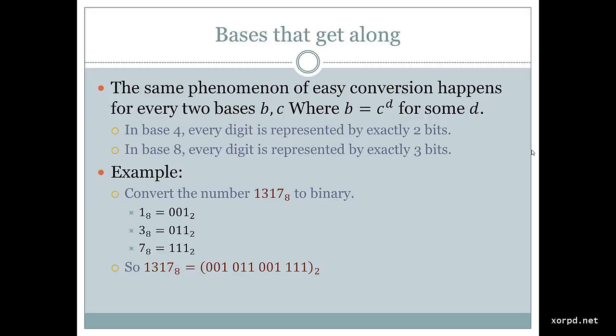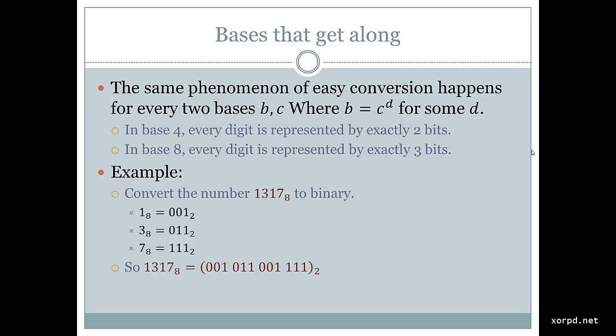Bases that get along. The same phenomenon of easy conversion happens for every two bases B and C, where B equals some power of C. For example, C to the D for some D. And all of those numbers must be integers. For example, in base 4, every digit is represented by exactly 2 bits. And in base 8, every digit is represented by exactly 3 bits. That is because 4 equals 2 to the 2, and 8 equals 2 to the 3.